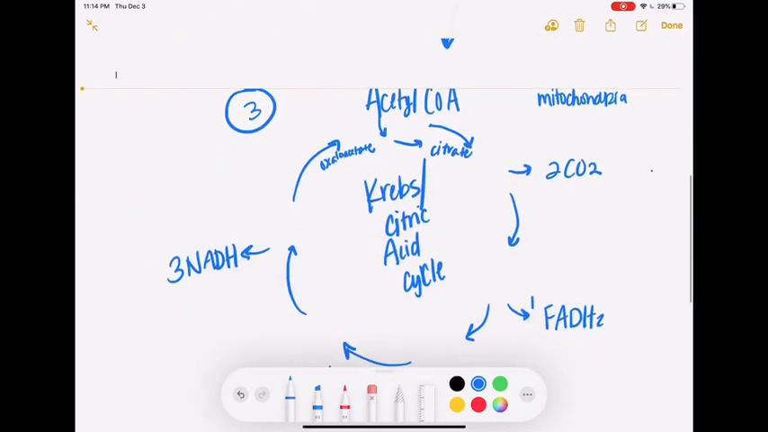So I hope that helps to clear up that part. Tomorrow we'll talk about, or Monday I guess rather, we'll talk about the last step, which is the electron transport chain. Okay? If you have any questions, let me know. And if not, then you'll have a great day and a great weekend.